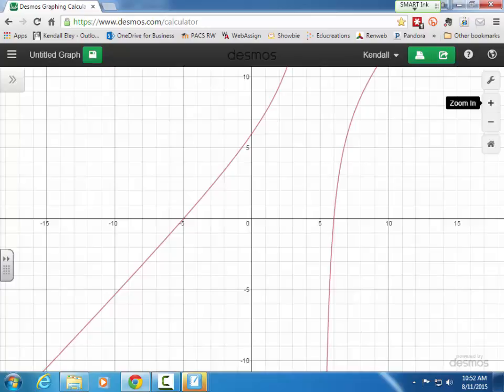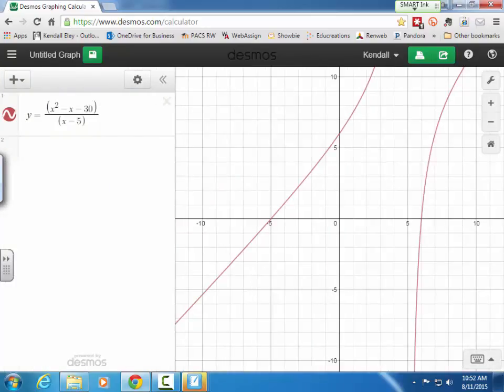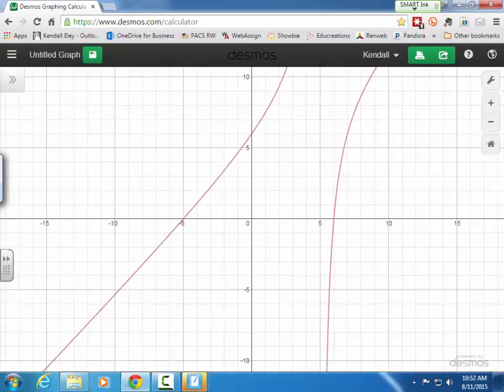Now, I could have messed up something on the graph there. I don't know. I don't think I did, but I could have. So the graph seems to indicate does not exist. What do your numbers indicate?